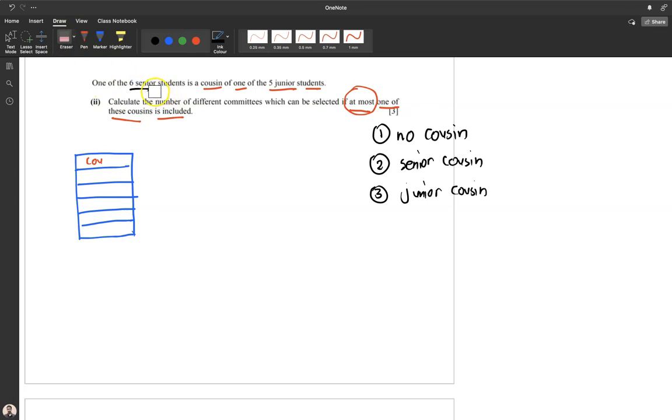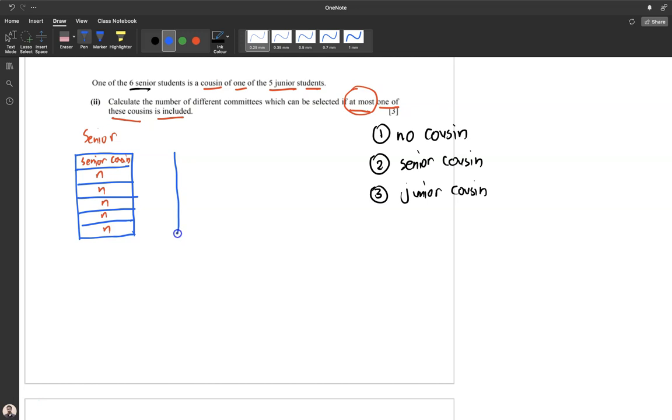Let me do something. Okay, I wanted to write senior cousin. So the rest of the seniors, this is the senior group. The rest of the seniors are just normal people. They are not cousins of anyone.